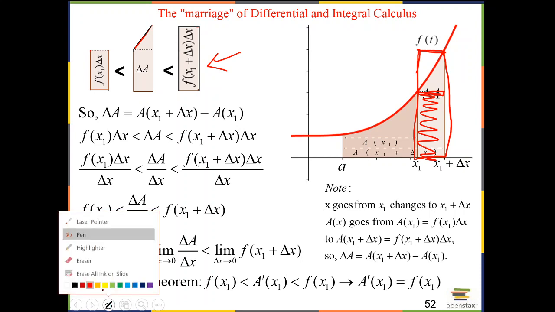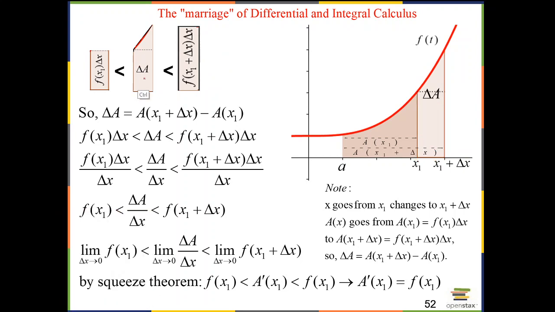Okay, so now we're going to write that with algebraic formulas. This is delta A, this is f of x1 delta x, and this is f of x1 plus delta x times delta x, right? Remember, our goal is to get the limit of delta A over delta x. That's what we are trying to achieve. I want a limit of this. We're going to build this. How? Using the structure here.